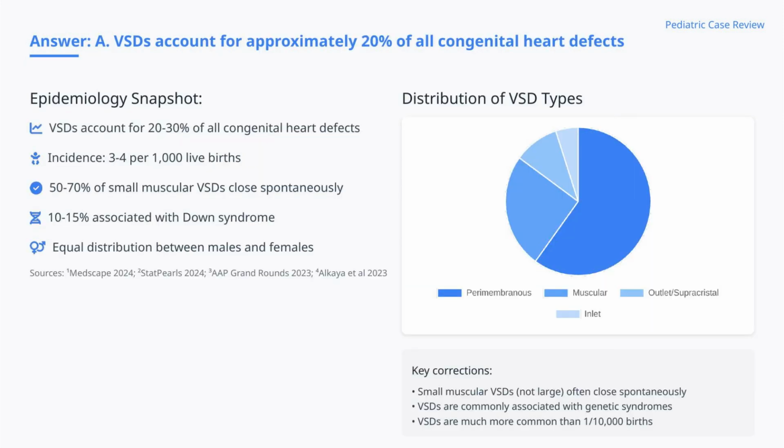Ventricular septal defects account for approximately 20% of all congenital heart defects, making them the most common form of congenital heart disease. The incidence is 3 to 4 per 1,000 live births, which is much higher than the 1 per 10,000 suggested in option D. Regarding option B, it's actually small muscular VSDs, not large ones, that tend to close spontaneously. About 50 to 70% of small muscular defects will close on their own. Option C is incorrect because VSDs are frequently associated with chromosomal abnormalities, particularly Down syndrome, which accounts for 10 to 15% of cases. This association is important clinically because children with Down syndrome are more prone to developing pulmonary hypertension earlier.